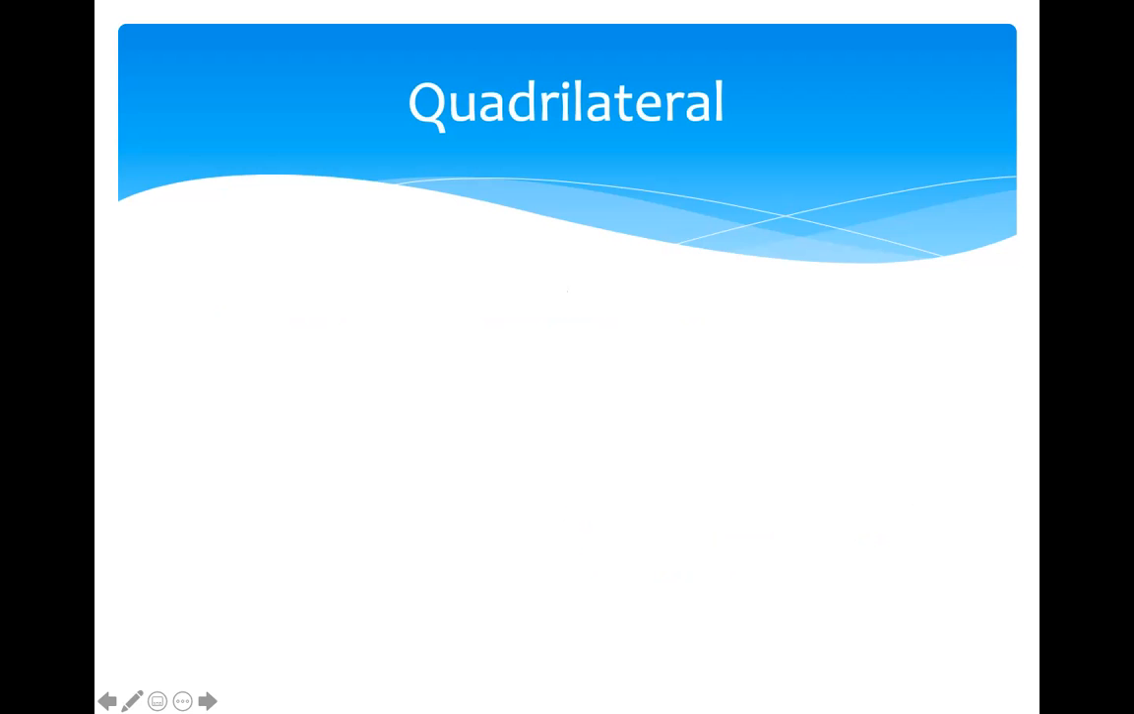Next one we have, now this is the first one which you might have difficulty pronouncing. So I am going to say it slowly and you will repeat after me. Quadrilateral. Quadrilateral. Now you're going to say it fast. Quadrilateral. Very good. A 4-sided figure is called quadrilateral.